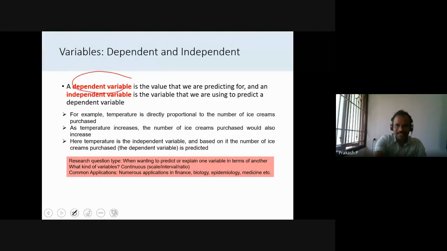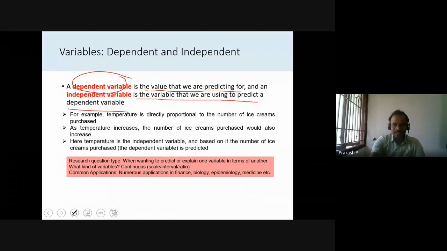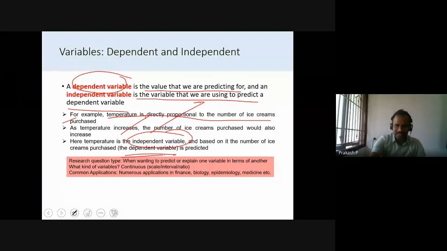So the dependent variable is the value which we are predicting for. The independent variable is the variable that we are using to predict the dependent variable. For example, temperature is directly proportional to the number of ice creams purchased. If temperature increases, there is a possibility the number of ice creams purchased is also going to increase. Here, the temperature is an independent variable, and based on it, the ice cream purchased we can call a dependent variable.